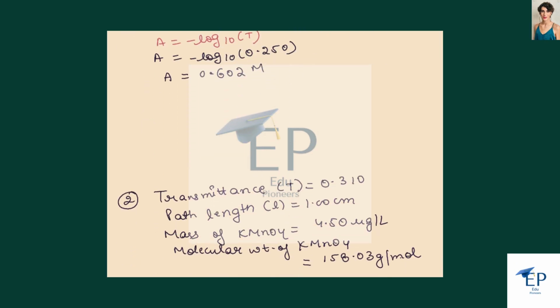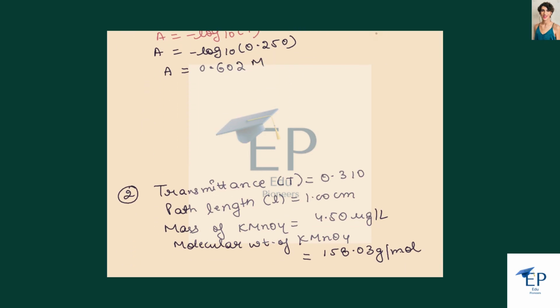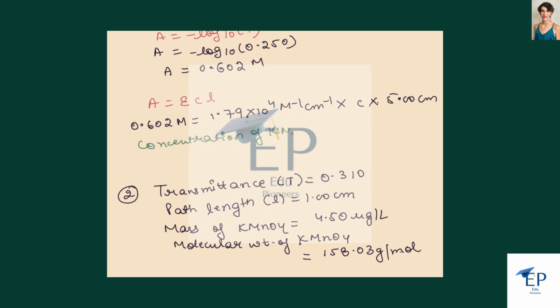By substituting the values in the formula, according to Beer-Lambert's law, absorbance is equal to molar extinction coefficient times concentration times path length. So 0.602 is equal to the molar extinction coefficient, 1.79 times 10 raised to power 4 per molar per centimeter, times the concentration, times the path length, that is 5.00 centimeters. When we solve this, we get the concentration of KMnO4, which is equal to 6.73 times 10 raised to power minus 6 molar.